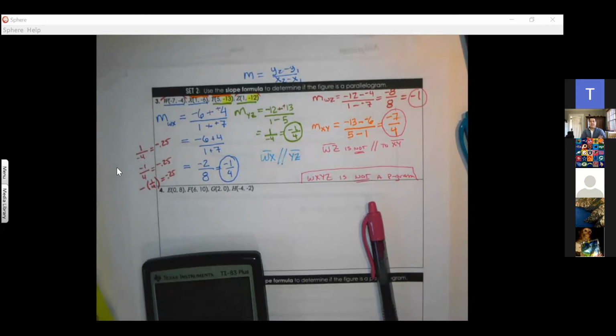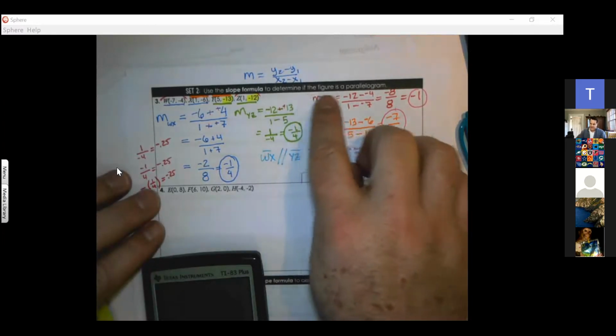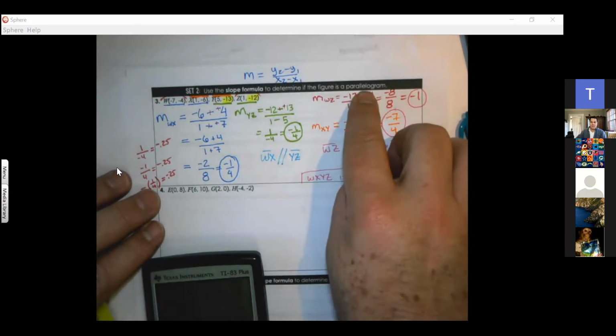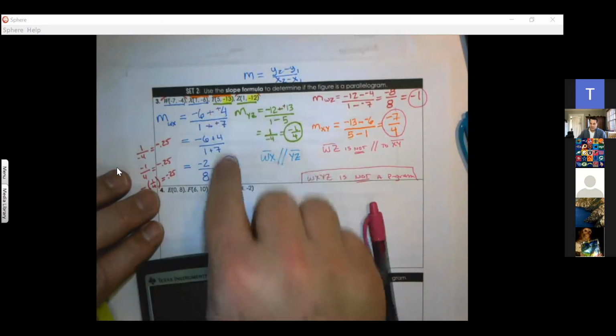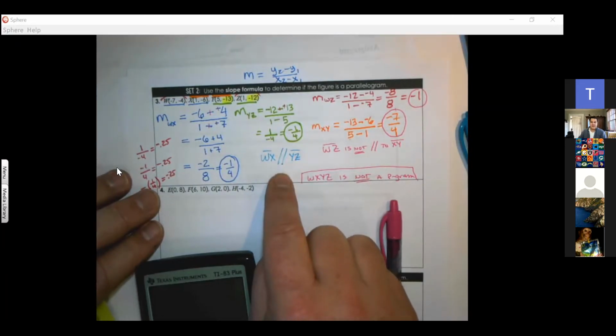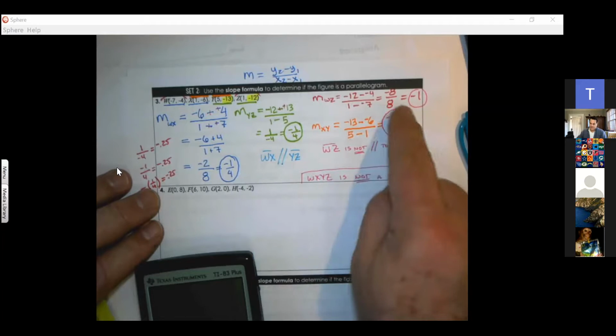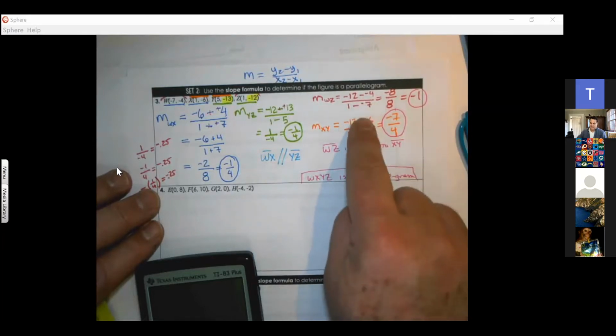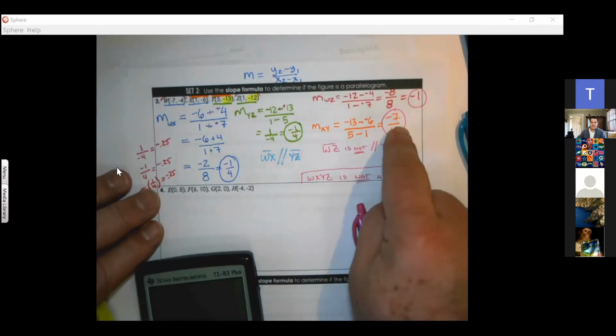Yeah, well, this whole problem is asking you to figure out if the shape is a parallelogram, right? Determine if the figure is a parallelogram. And this is the way we do it. We look at the slope of two opposite sides. And when the slopes are the same, we say, okay, those sides are parallel. And then we look at the slope of the other two opposite sides. We said they're not parallel.